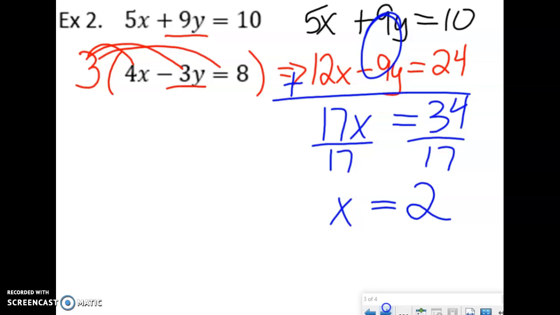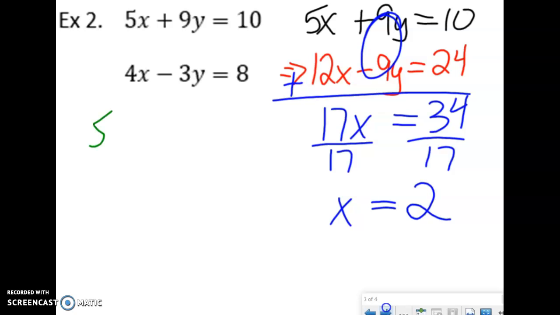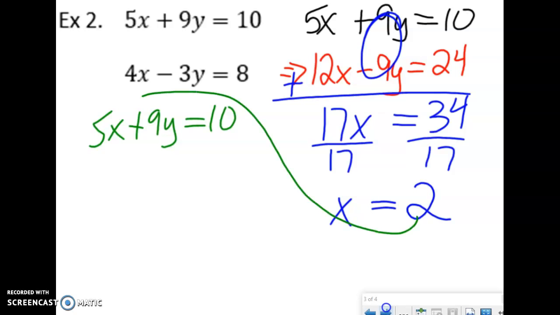Now it does not matter which equation you use, the original one, okay? Don't use the one that we made 3 times bigger to find the y value. I'm going to stick with the positives. I know that one's a little bit bigger, but I'm going to go with the 5x plus 9y equals 10. Negatives just freak me out, okay? So I'm just going to take my 2, my x value, and substitute it in. So using the same skill we did last class to find the other value.